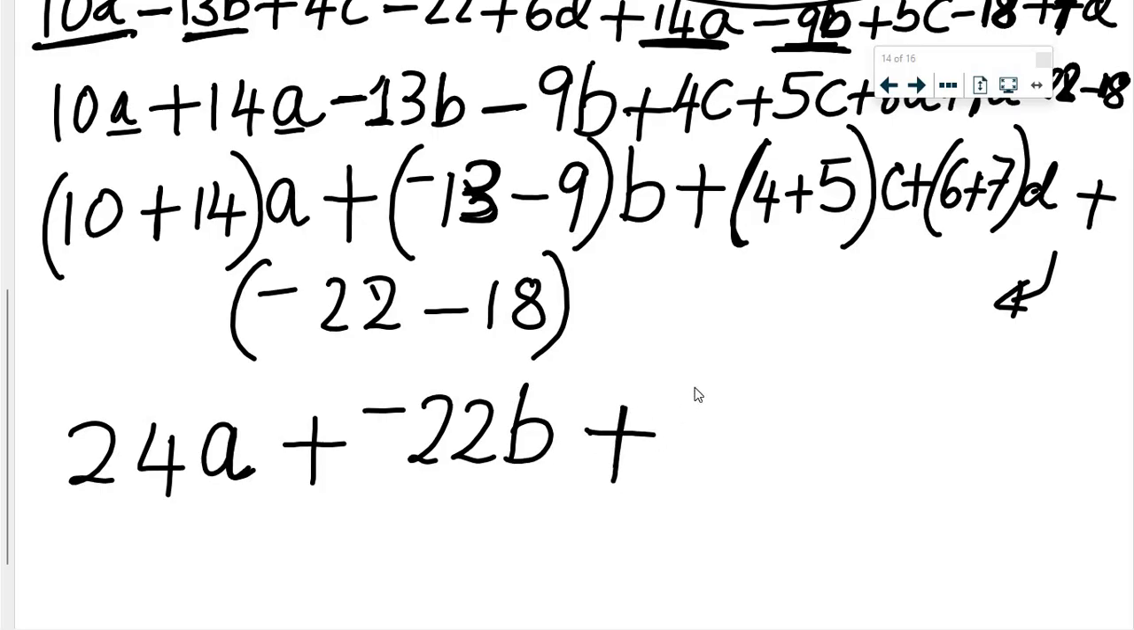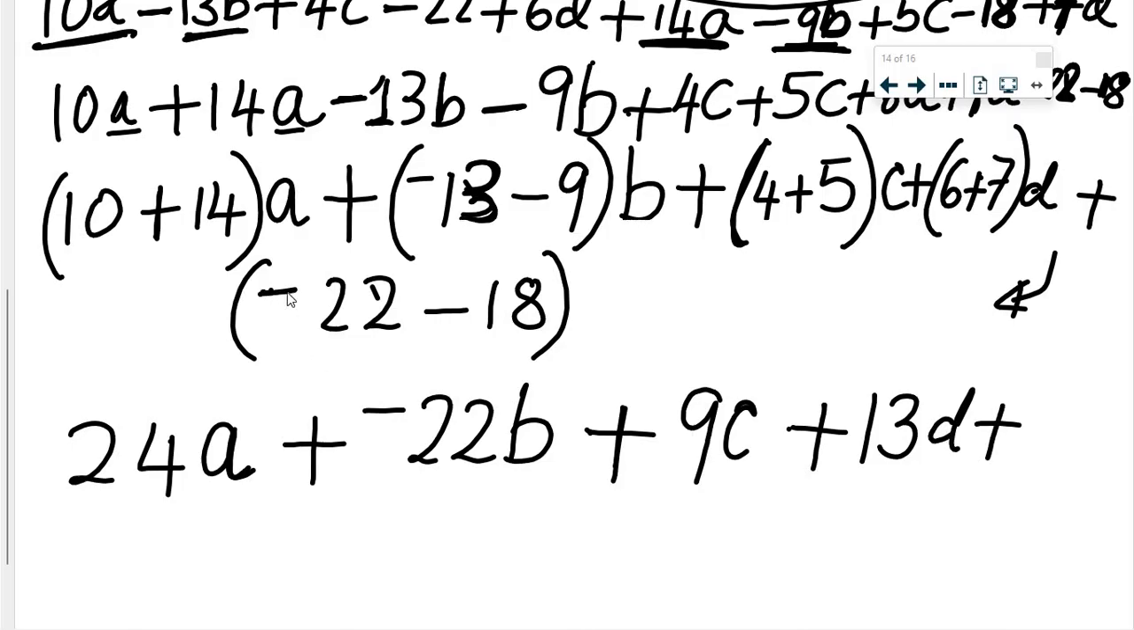Okay, 4 plus 5, 9. Then keep C. Plus. 6 plus 7, 13. And keep D. Plus. This number is negative, and this number is also negative, so even the answer will be negative. Take these two numbers, add them. 22 plus 18, 40.